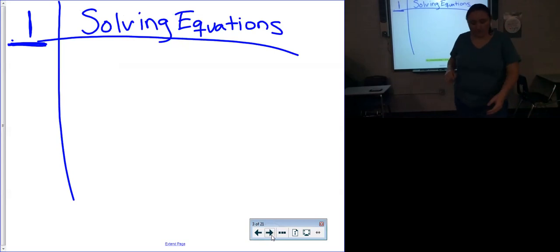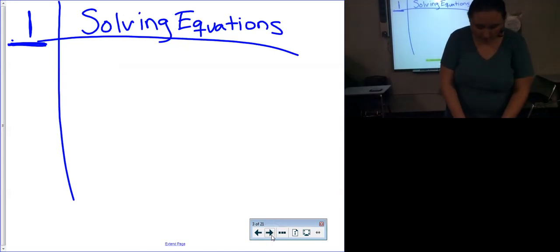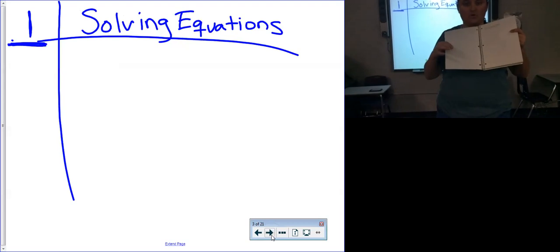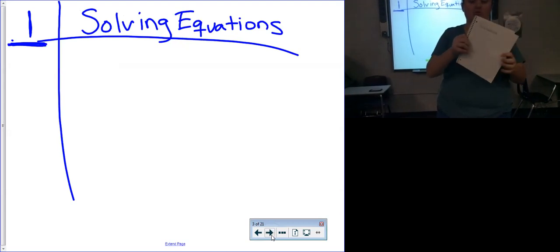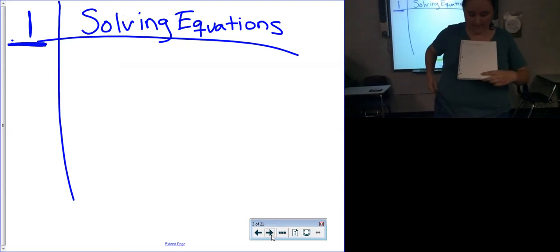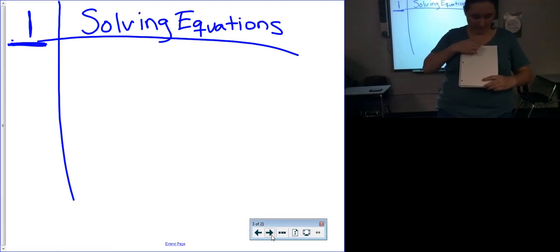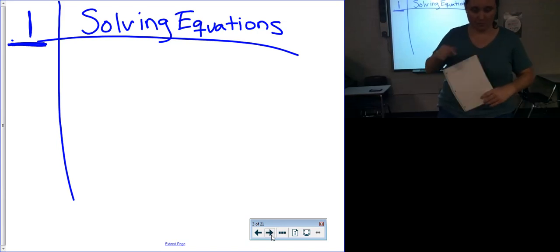Next thing you want to do is go to the next page of your notebook. Don't go to the back of your table of contents, go to the following page. And on that following page, that's where you're going to take your notes. Title it Solving Equations, page number is page 1.